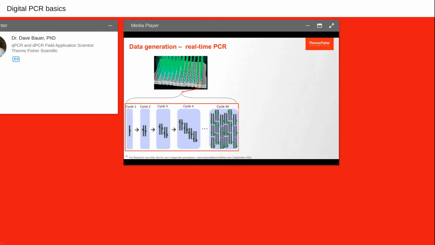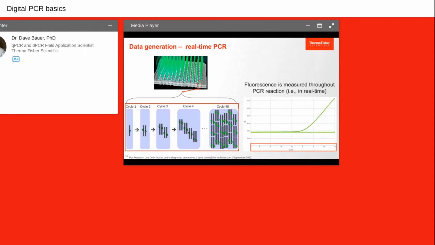So let's look more at data generation for real-time PCR. Let's zoom in on one well in our plate. In this case, we have our bulk reaction. There might be one target molecule or tons and tons of them. But for each target molecule present, that one copy at cycle 1 is going to get amplified for cycle 2, and so on and so on, so that by cycle 40, we have tons of copies, tons of signal generated from that starting amplicon.